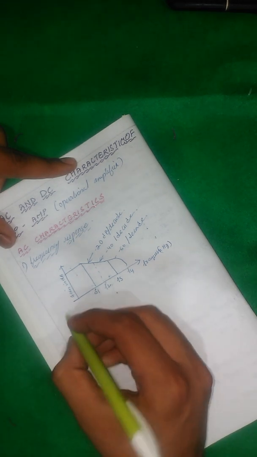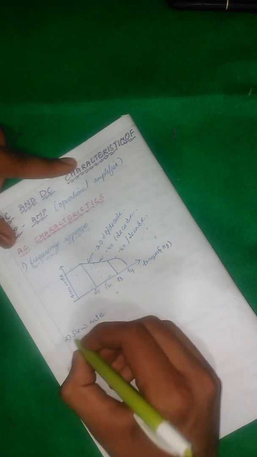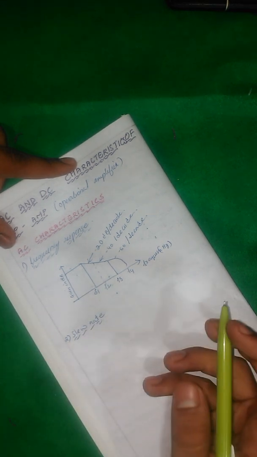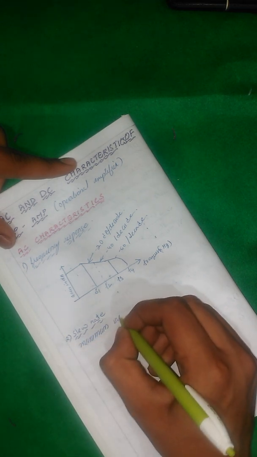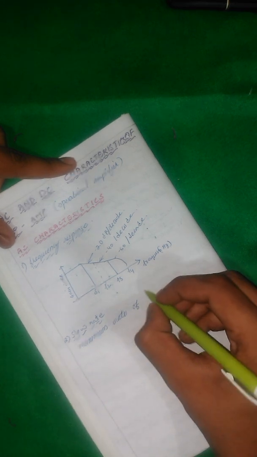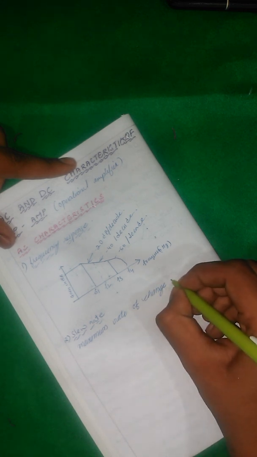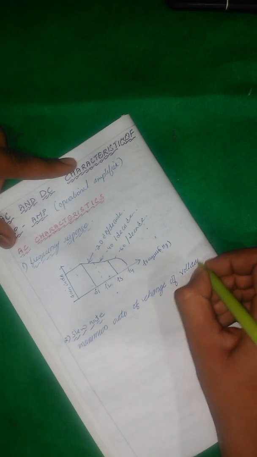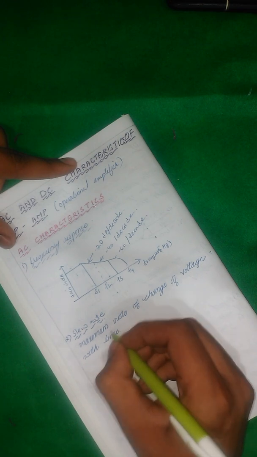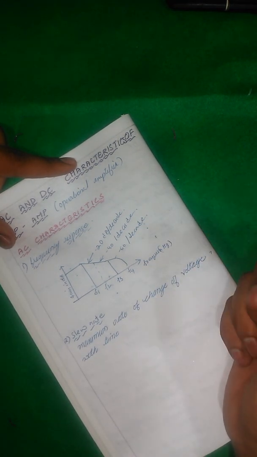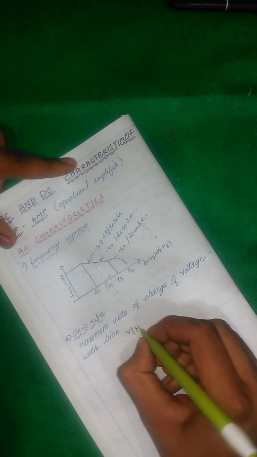Now we will get to the second point, which is slew rate. You people will be wondering what a slew rate is. Let me define it for you. Slew rate is the maximum rate of change of voltage with time. So slew rate is nothing but the maximum rate of change of voltage with time. It is expressed as volts per microsecond.